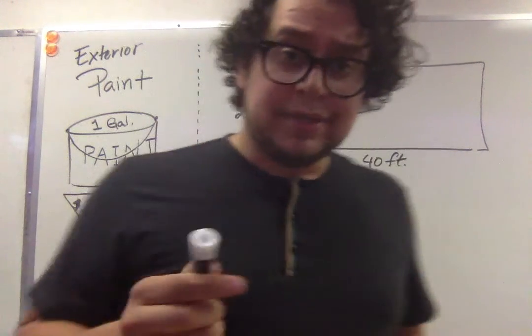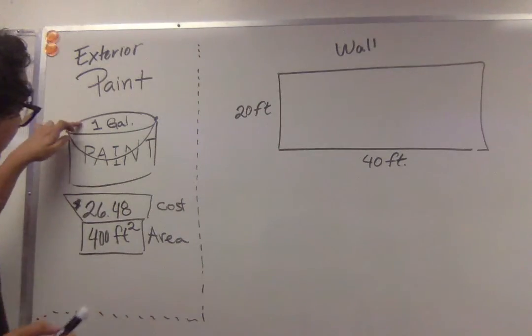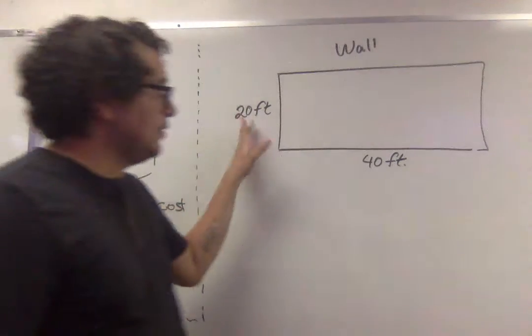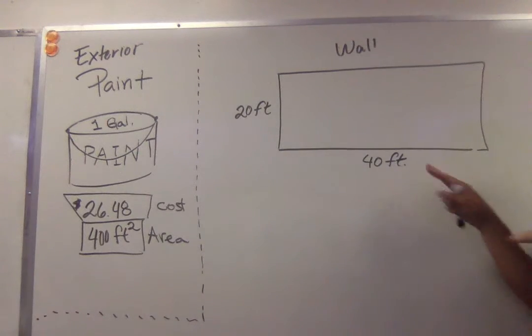But this is what I found out. So 1 gallon of paint costs $26.48, and it will cover an area of 400 feet, right? So let's pretend that I have a wall that's 20 feet by 40 feet, okay?